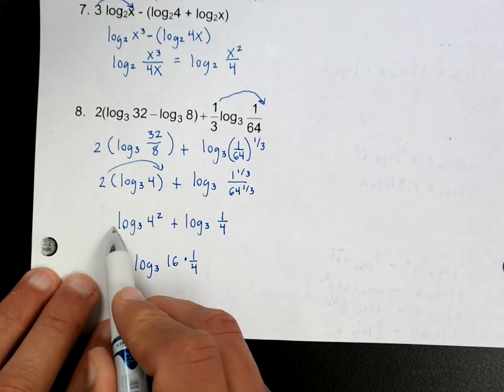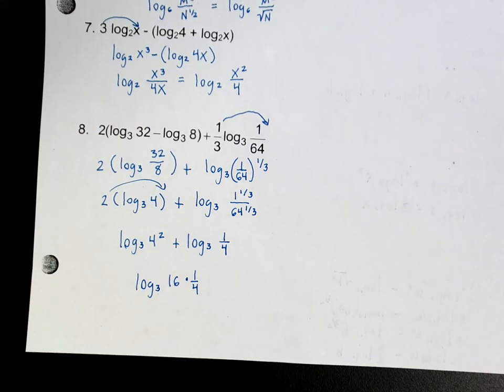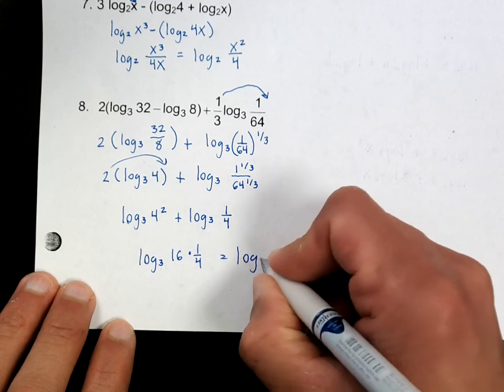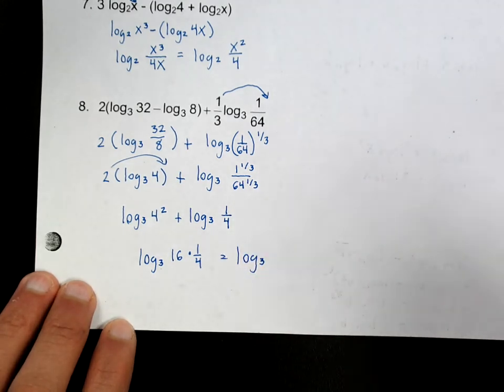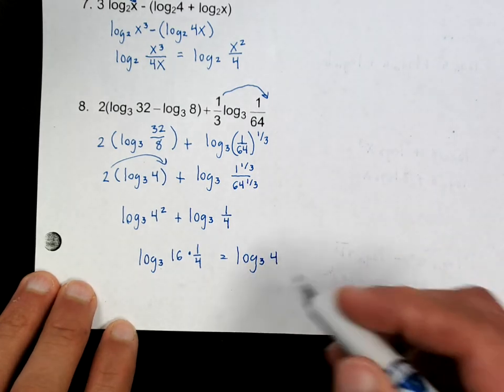So make sure you get to that step where you have nothing in front of those logarithms before you combine those with that multiplication. Now 16 times 1/4 would be the same thing as 16 divided by 4. So this is log base 3, 4.